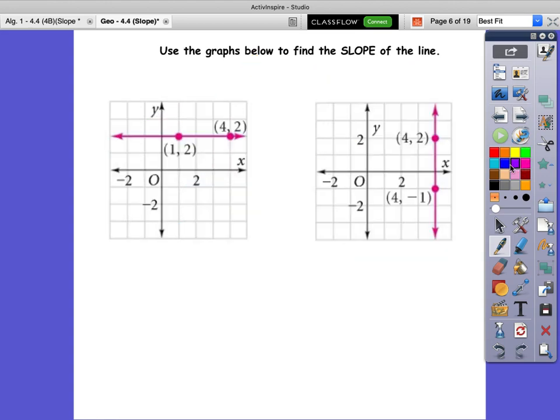Okay, use your graphs to find the slope. Find the slope of these two, bottom left corner.